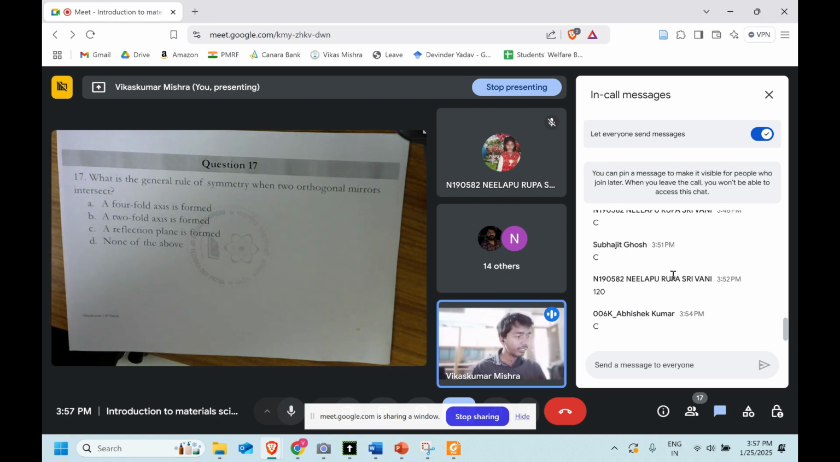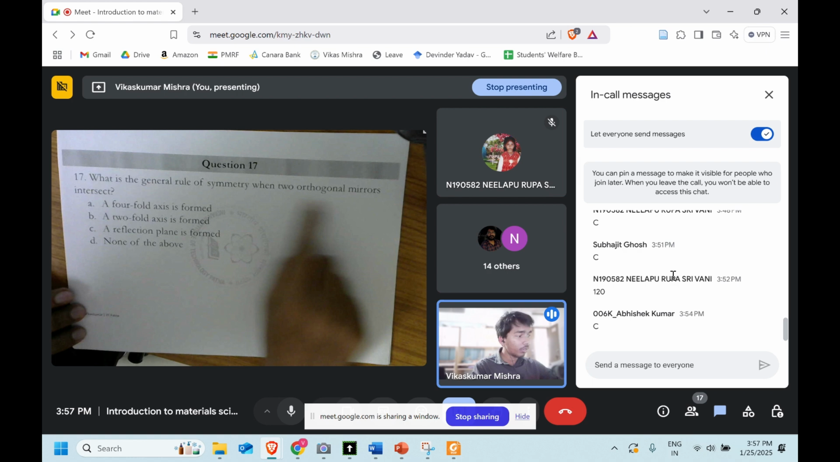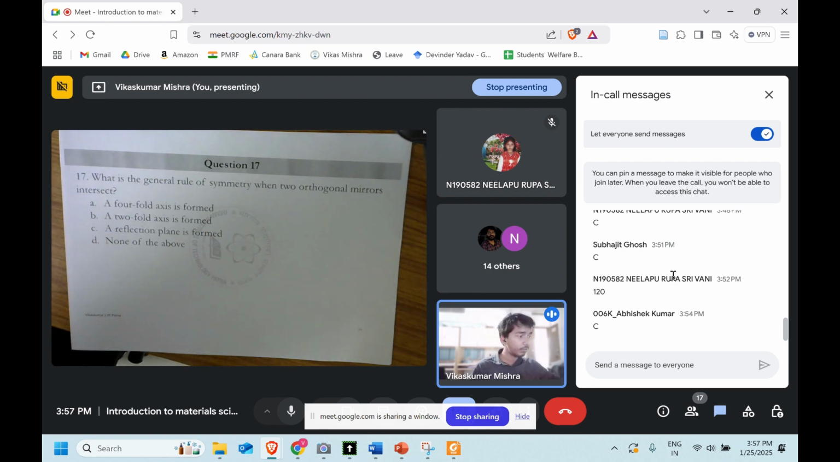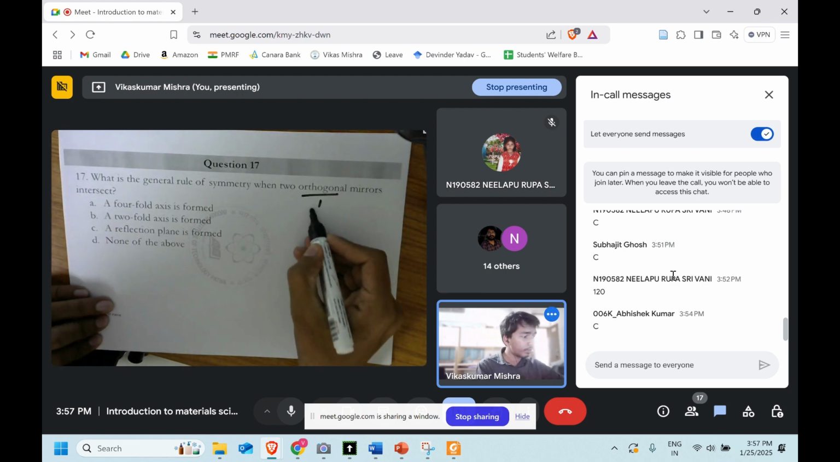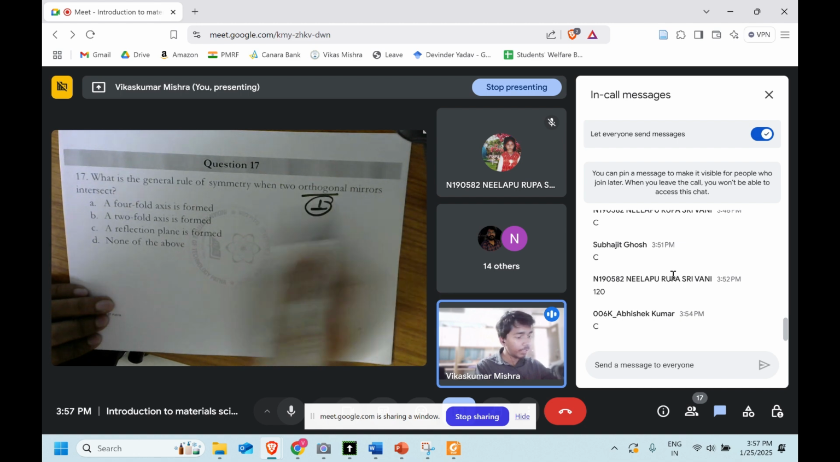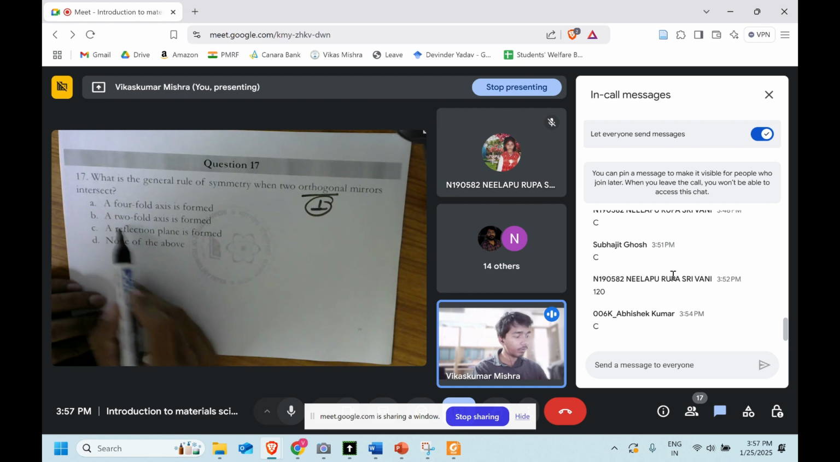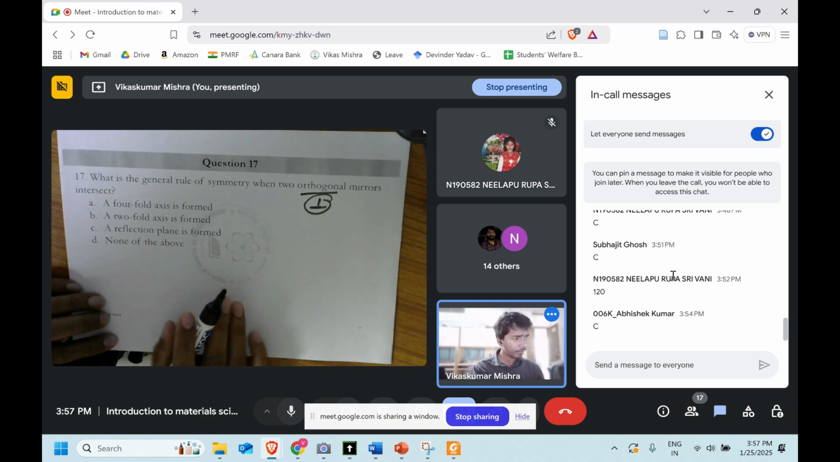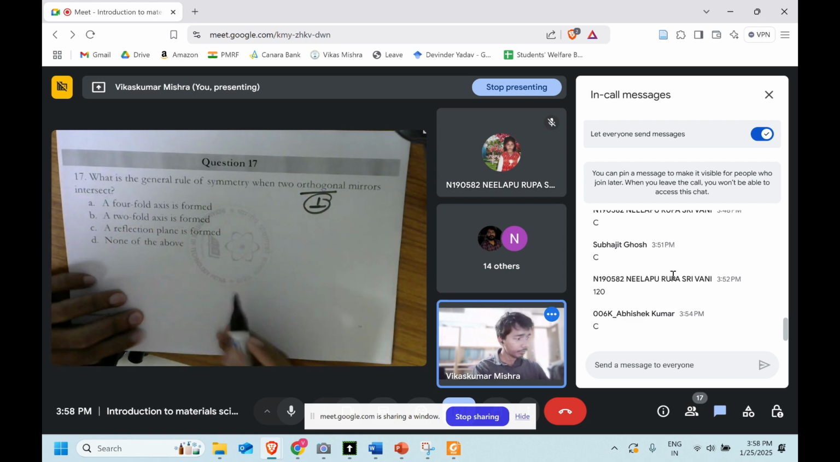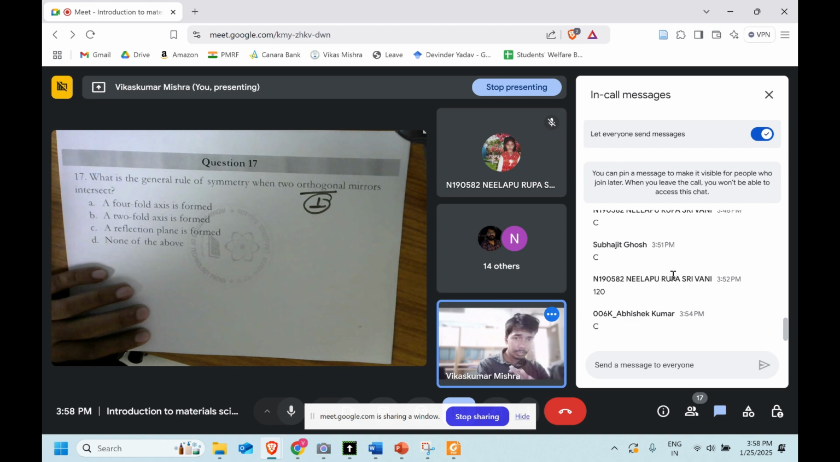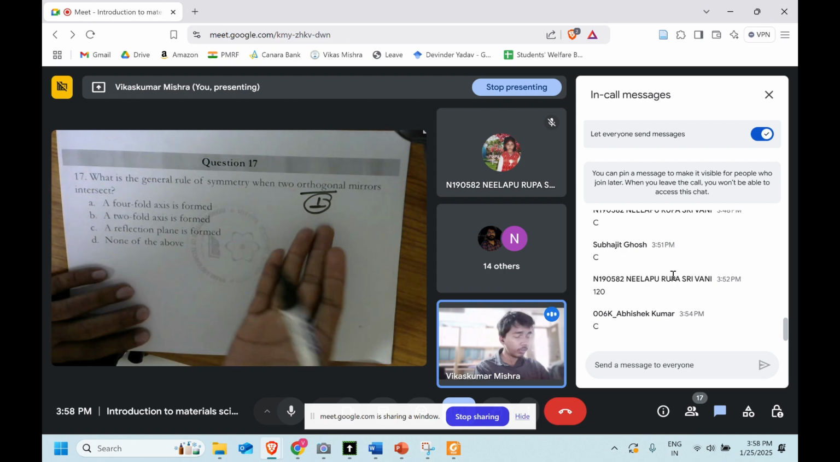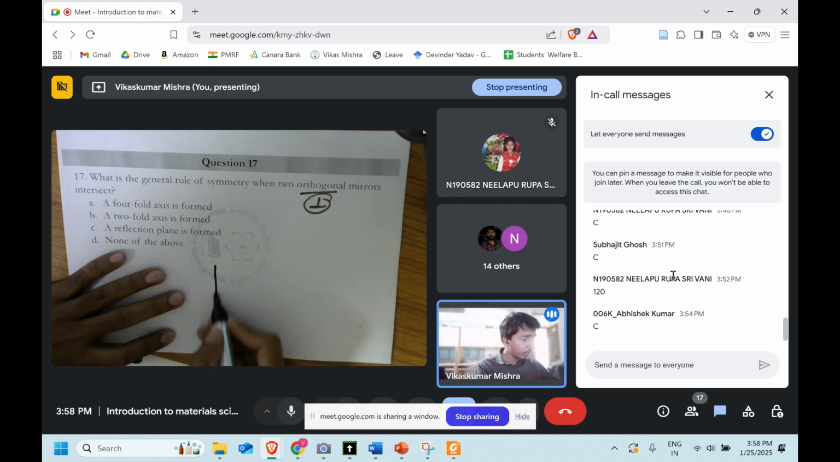Now, what is the general rule of symmetry when two orthogonal, perpendicular mirrors intersect? A, B, and C: a four-fold axis is formed, a two-fold axis is formed, a reflection plane is formed, or none of them. So they are telling that two orthogonal mirrors are there. First of all, let's get one object which can show these two orthogonal mirrors. How about I take a rectangle?